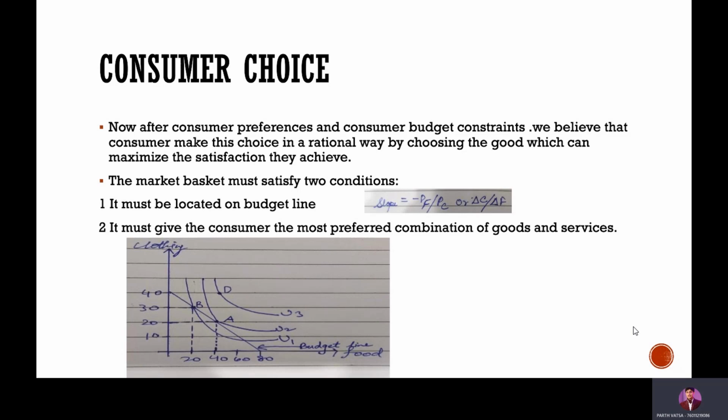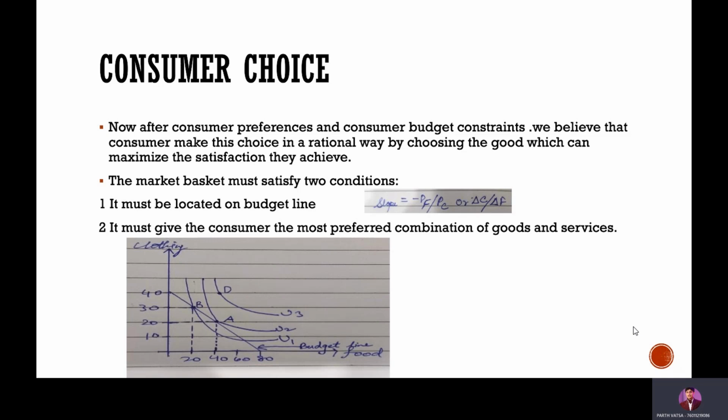So continuing from yesterday's video, today we would be continuing with consumer choice. Yesterday we did budget constraints. So till now we have understood how consumer preferences work and how consumer budget constraints work. So till now we can say that a consumer can act in a rational way by choosing the goods which will maximize the satisfaction that he achieves from specific baskets.